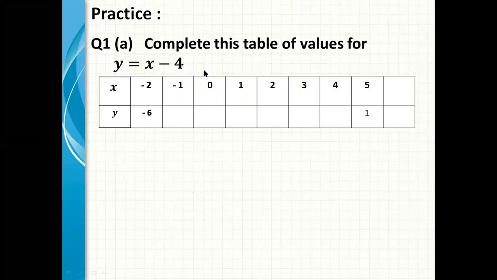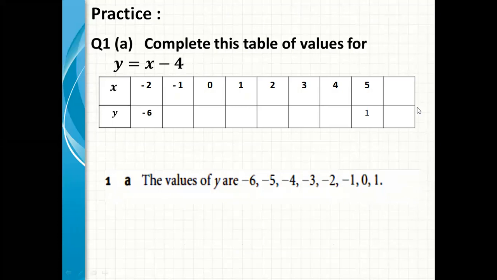One more example to practice on. Complete this table for the values of y equals x minus 4. Anyway, these are the answers, but if you want to find them, you can find them easily. The equation is y equals x minus 4.